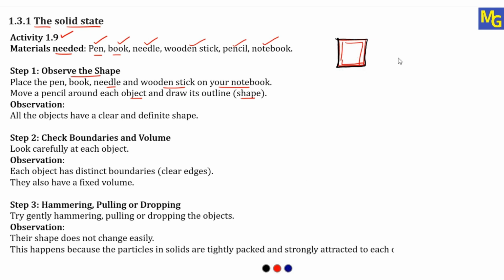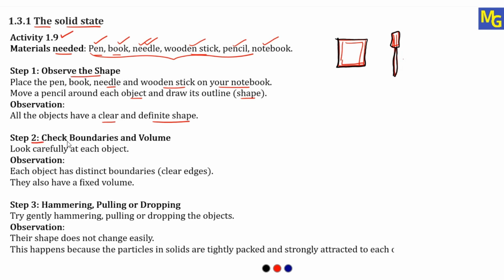If it is a pen, I will roughly draw one pen. This is the cap of this pen. Keep this pen on the notebook and draw the outline of the pen. Remove the pen now, and you can see the shape of the pen on the notebook. The same thing we have to repeat for all the materials. Now, observation: all the objects have a clear and definite shape. Yes, we all know the book has a rectangular shape, the pen has a different shape, the needle, wooden stick, pencil and notebook all have different shapes. This we understand in step 1.